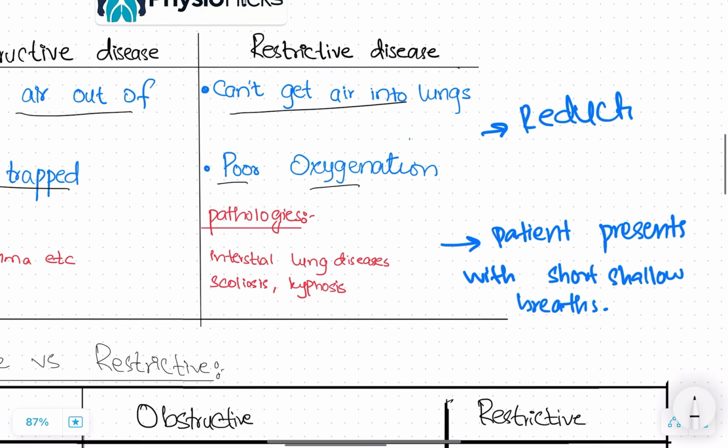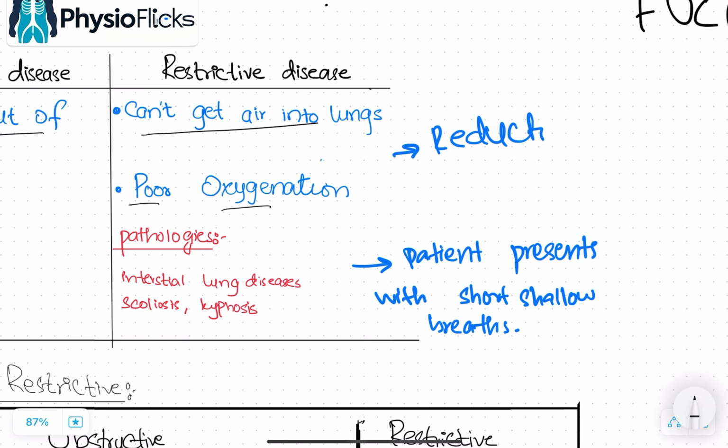So how would the patient present, and what would be the signs and symptoms of the patient? The patient presents with short and shallow breaths because the patient cannot get the air into the lungs. We also define restrictive lung diseases as a restriction in the lung compliance. So what does that mean?